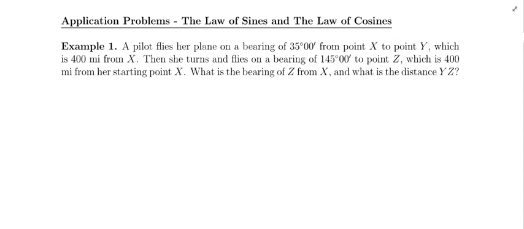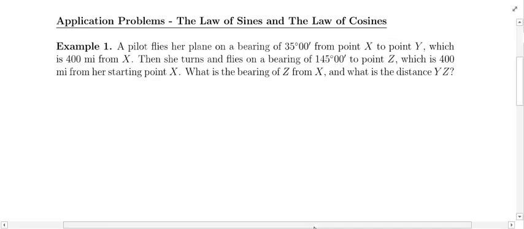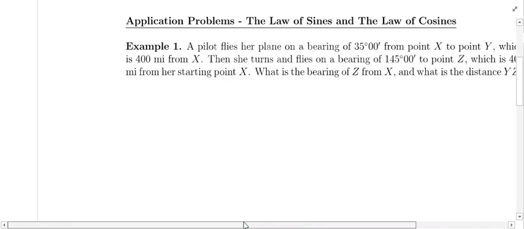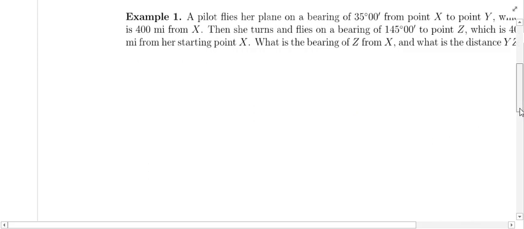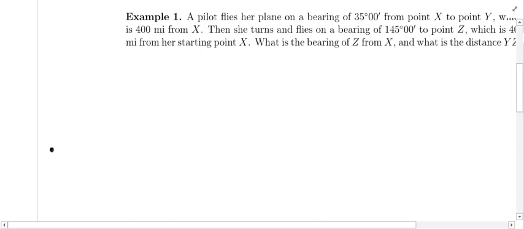Let's draw out the first statement. You have this pilot who is flying her plane on a bearing of 35 degrees from point X to point Y, which is 400 miles from point X. This first statement involves the points X and Y only. Z will come along later. So let's start with X. This pilot is starting at point X, so I'm going to put that down right here. Here's point X.